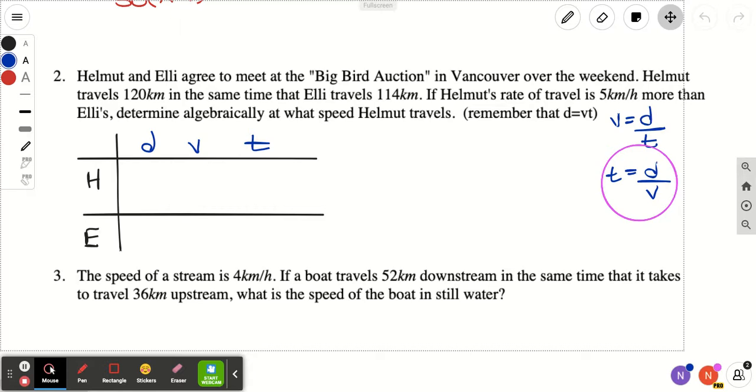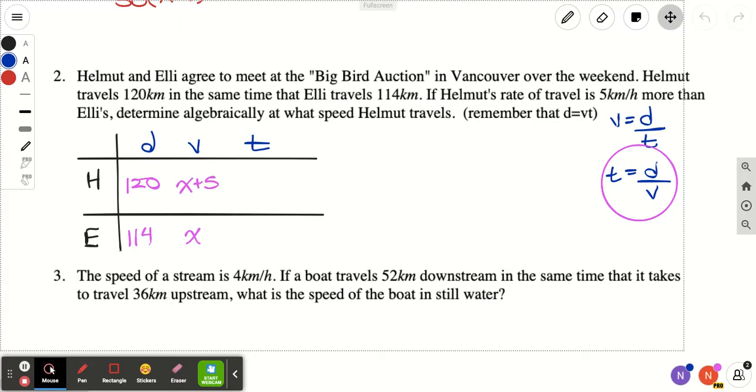Let's start off by just filling in what we know from the problem. Helmut and Ellie agree to meet at the auction in Vancouver. Helmut travels 120 kilometers, so that's his distance, 120, in the same time that Ellie travels 114. That's her distance. We don't know either of their speeds, but we know that Helmut's rate of travel is 5 kilometers per hour more than Ellie's. So let's use the variable x, or the variable of your choice, for Ellie. Helmut would be x plus 5.